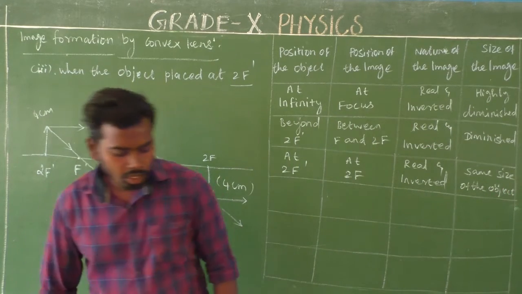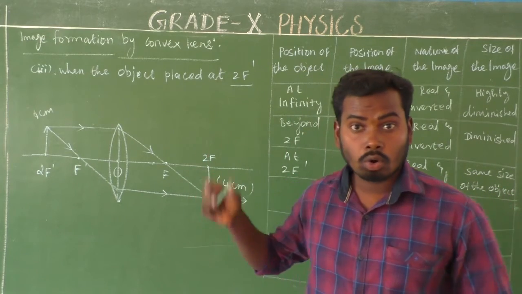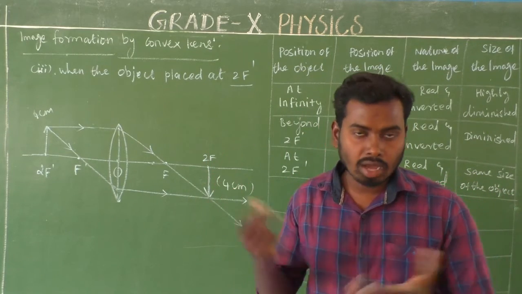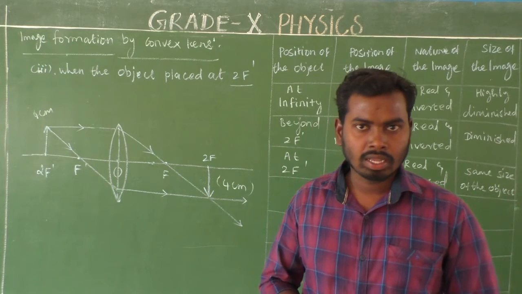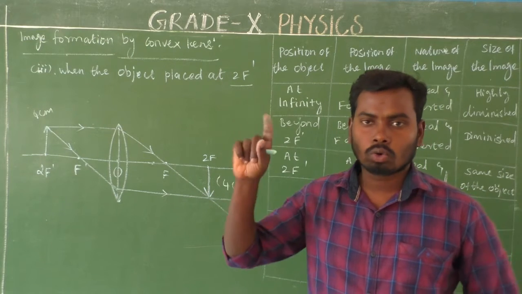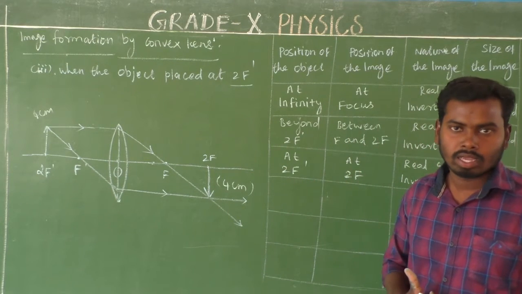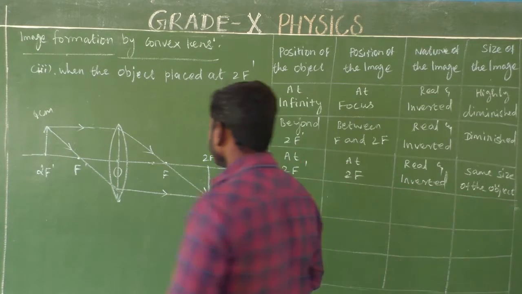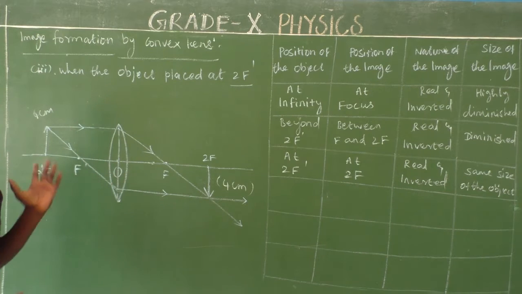Is it clear? See, you make ray diagrams. Note all these ray diagrams and draw them in your classroom. They should be very clear as well as neat. Use a scale and pencil to draw them. Make a table column like this. It will be very helpful for you. Any doubt? This part is a very easy one. I'll repeat again.